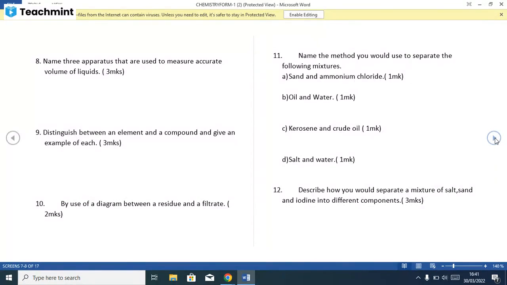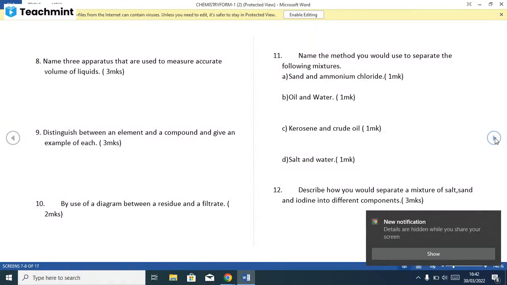Here, what you are supposed to note is to look at the apparatus with the narrow neck. The neck should be narrow, because that is what will give you accurate volume. They should have a narrow neck. But for the measuring cylinder, if you look at the diameter there, it is big. So it is not going to give you accurate volume, though it is used to measure volume.